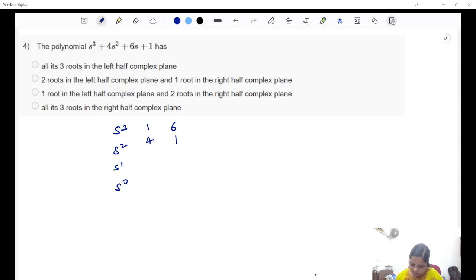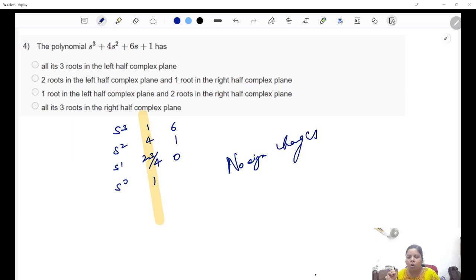Okay. From here what you get? It would be 24 minus 1, 23 by 4. Right. It would be 0 and here it would be 1. So again there are no sign changes in the first row. No sign changes. That means all of the roots of this equation lie in the left half of the S plane. So this is the correct option. Is that clear? Any confusion?